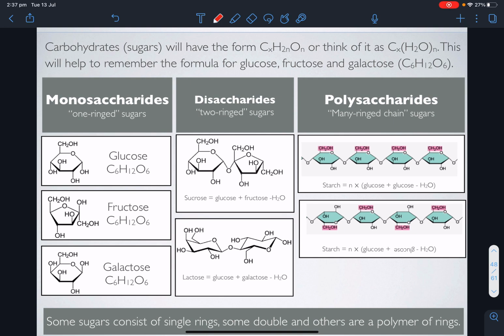Carbohydrate sugars always have the form CxH2nOn, so that 2 to 1 ratio. It'll help you remember the formula of glucose.